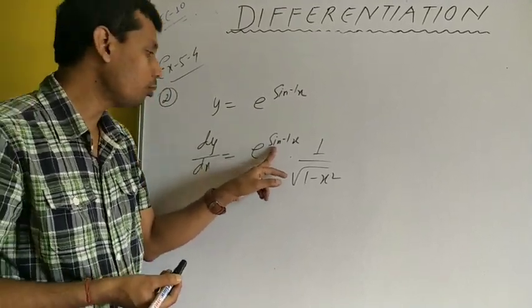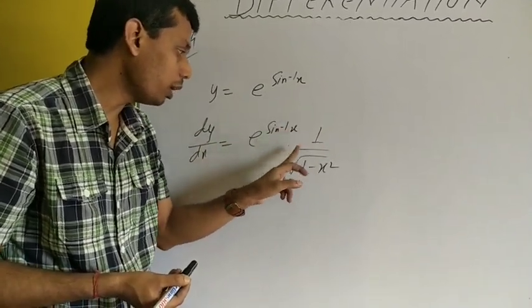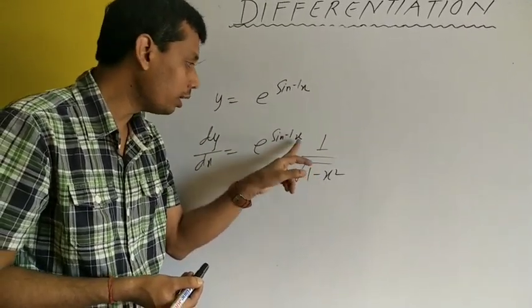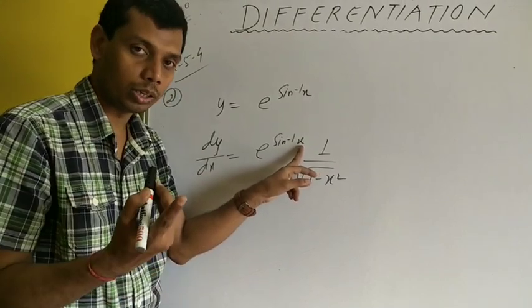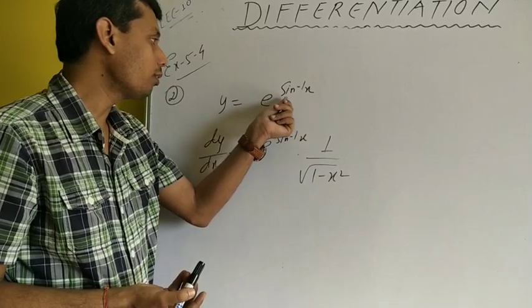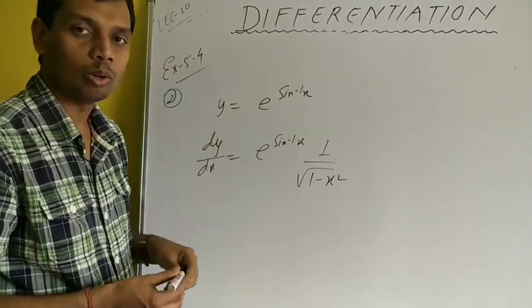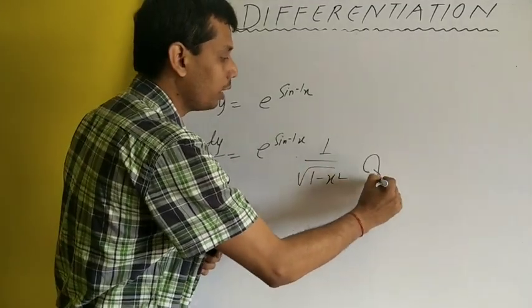Now again we have to differentiate this sine inverse x. Differentiation of sine inverse x is what? 1 by root over 1 minus x square, and then x. Differentiation of x is what? 1. Okay, simple chain rule. So differentiation of e to the power sine inverse x will be equal to e to the power sine inverse x upon root over 1 minus x square, which is the required answer.